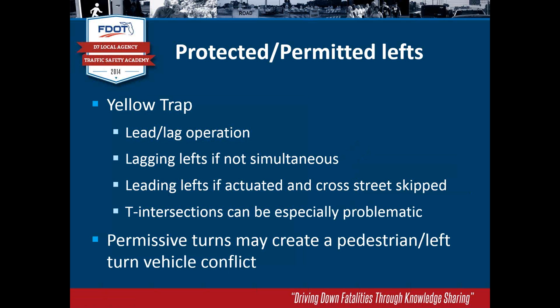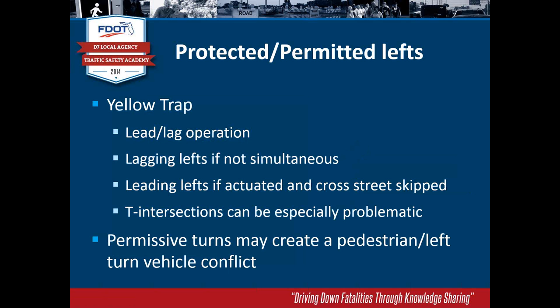One of the things that can happen with protected plus permitted lefts is what's called a yellow trap, and it is especially something that can show up where you have lead-lag operation or where you have lagging lefts. If the lefts aren't tied together where they must occur simultaneously, it can happen if all of the cross-street phases are skipped, and that's something I've seen at some intersections in the early morning or late evening hours.